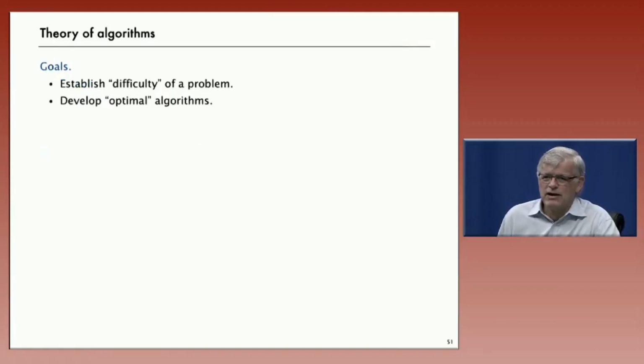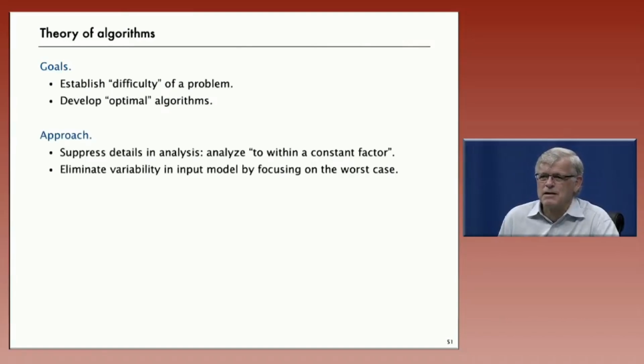Now, those kinds of considerations and the idea of order of growth lead to a discussion of what I call the theory of algorithms. Here our goal is, we have a problem to solve, like solve the threesome problem, and we want to know how difficult it is. We want to find the best algorithm for solving that problem.